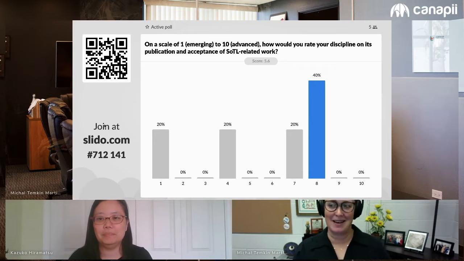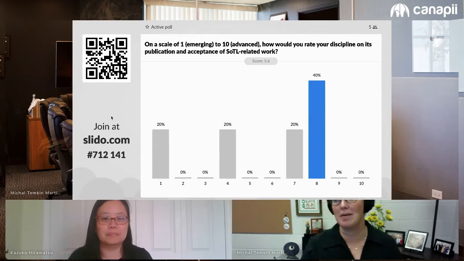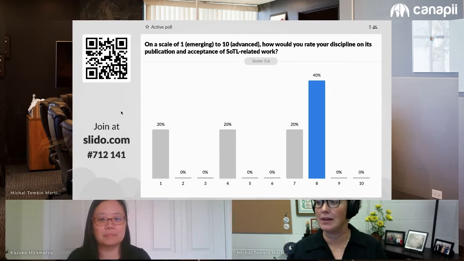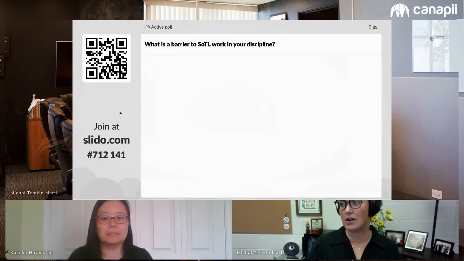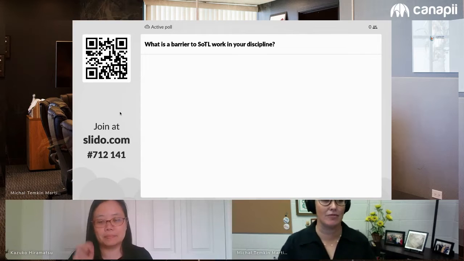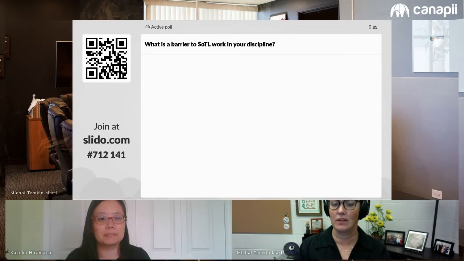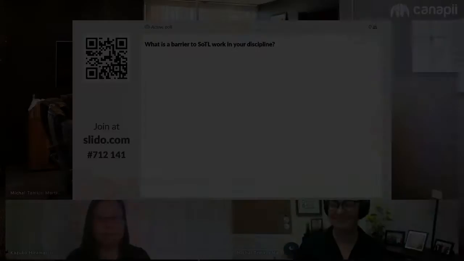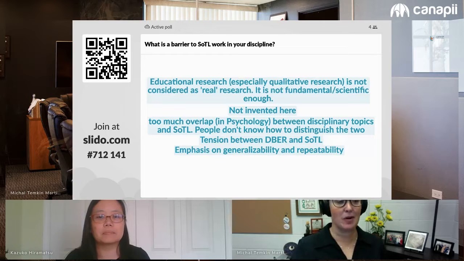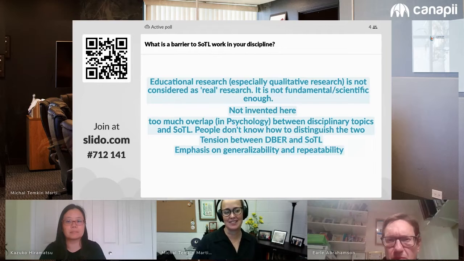Finally, we're going to give you a little more time to think about this question, and we want you to remember what your answer is for this. But we'd like to know what some barriers are to SoTL work in your discipline. What are the barriers to the full acceptance, right? If our aim is to get to that 8, 9, 10 on that scale of advanced acceptance of SoTL, what are some of the barriers of seeing SoTL work as scholarly work in your discipline? And we'll give you about a minute to think about this. And the poll will stay open, so you can add to it later on if you can think of other things.